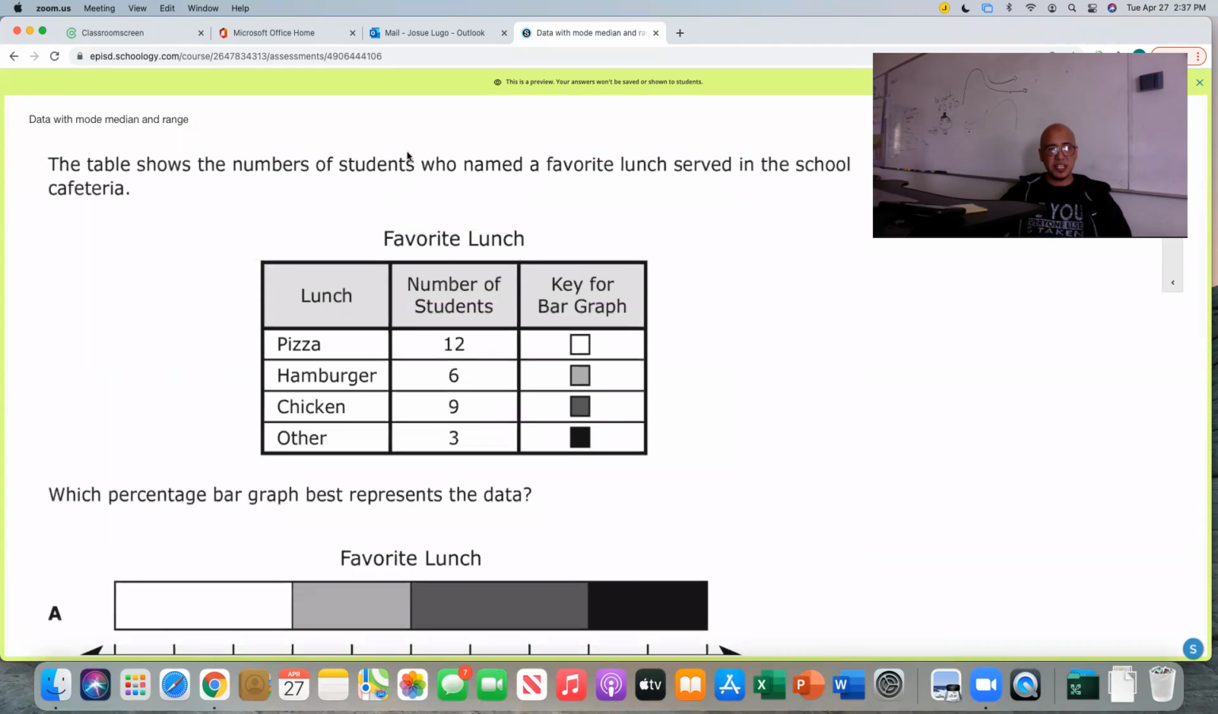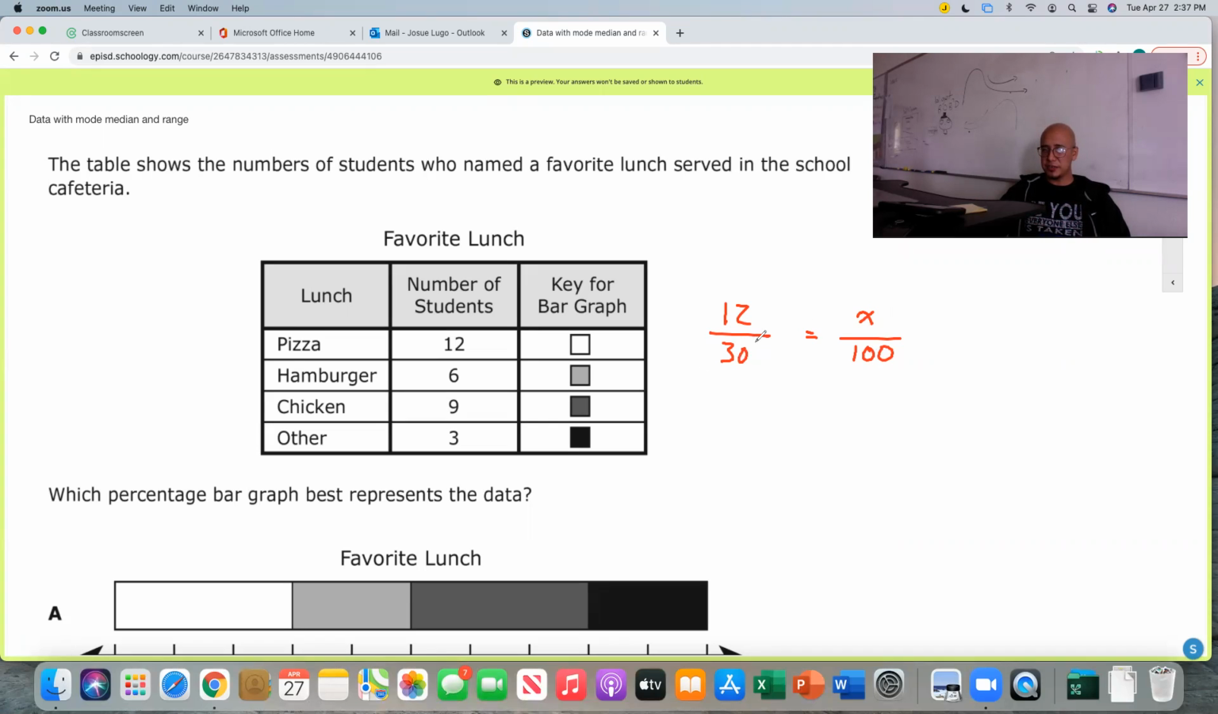Let's see what percentage makes up pizza. So pizza would be 12 out of a total of 30. We know that 30 is all of them. 30 would be 100%, and we want to know what number over 100 is the same thing as 12 over 30.